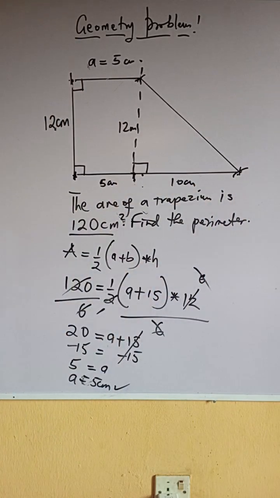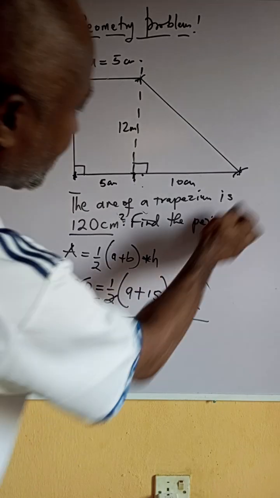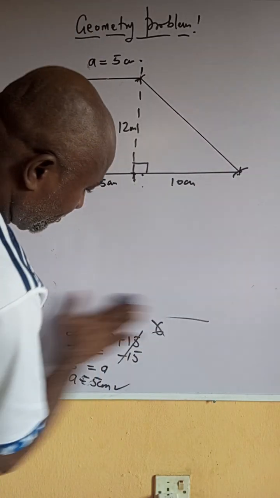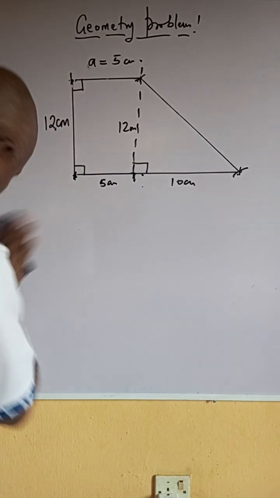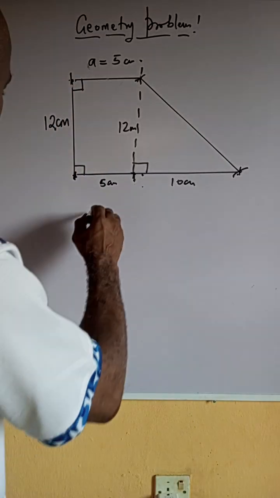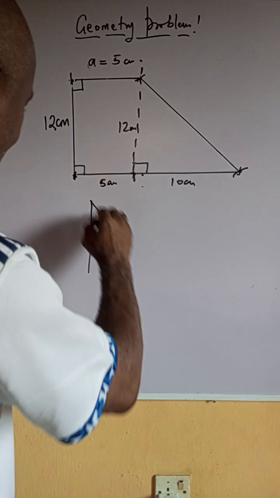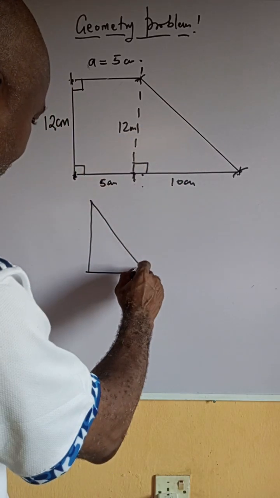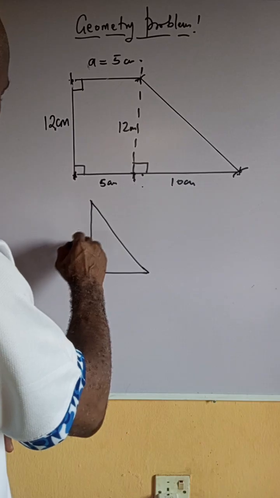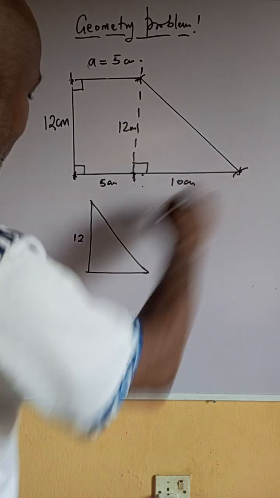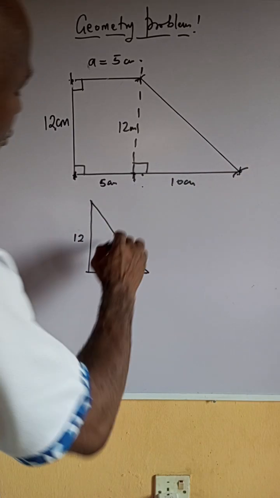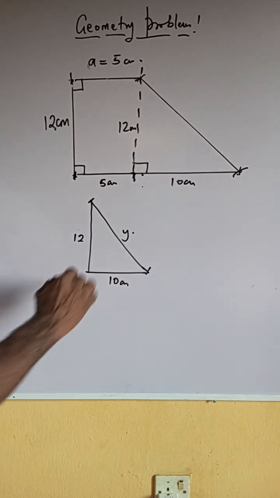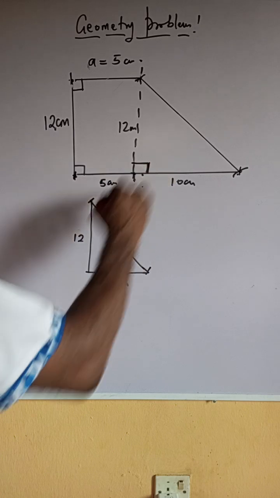Let me take off some portion of the board so that more space will be created. Now I sketch another. Let me bring out this triangle. I label here 12 cm. From here to here is 10 cm now. So we are to determine this length from here to here. And remember, a right angle is from here.